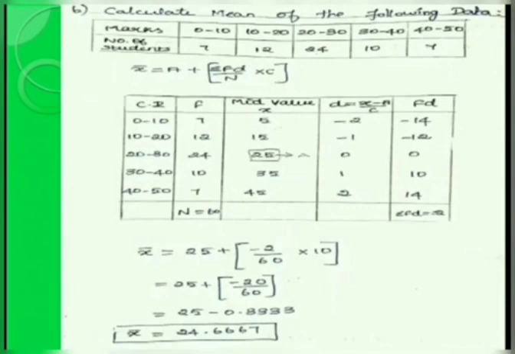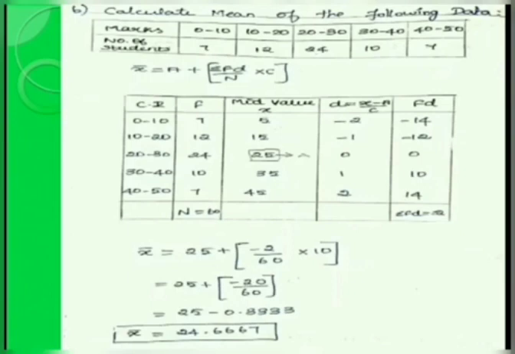And the last mid value is 45. So 45 minus assumed mean A, 25. So 45 minus 25 is equal to 20. 20 divided by our class limit 10. So 20 divided by 10 is equal to 2. So these are our D values.